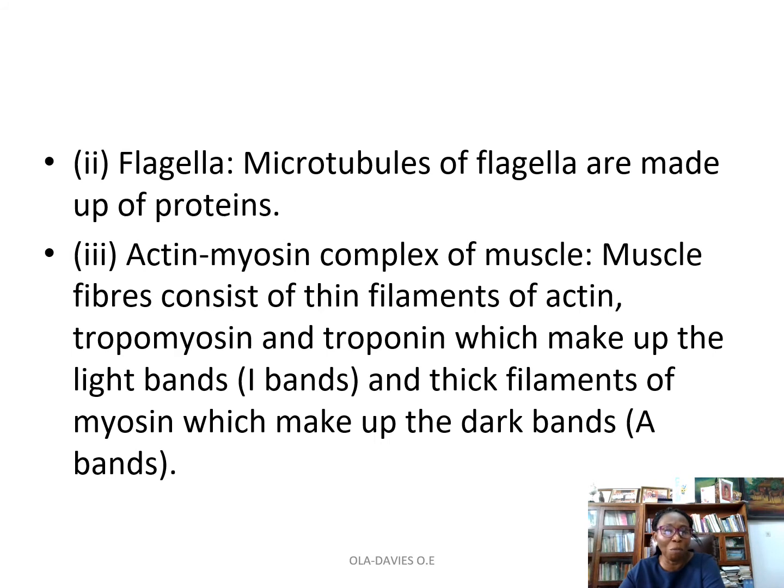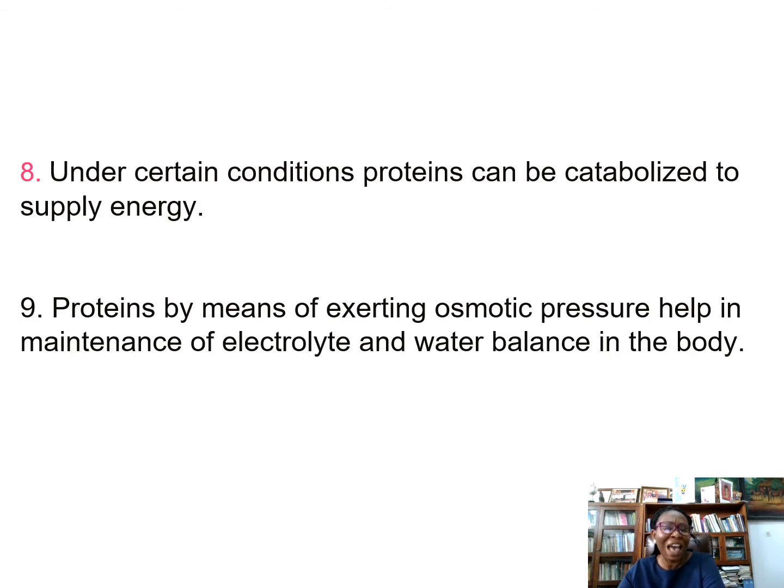The actin-myosin complex of the muscle is also one, in which muscle fibers consist of thin filaments of actin, tropomyosin, and troponin, which make up the light bands, that is the I band, and then the thick filaments of myosin that make up the dark bands in muscle. Another function is that under certain conditions, proteins can be catabolized to supply energy.